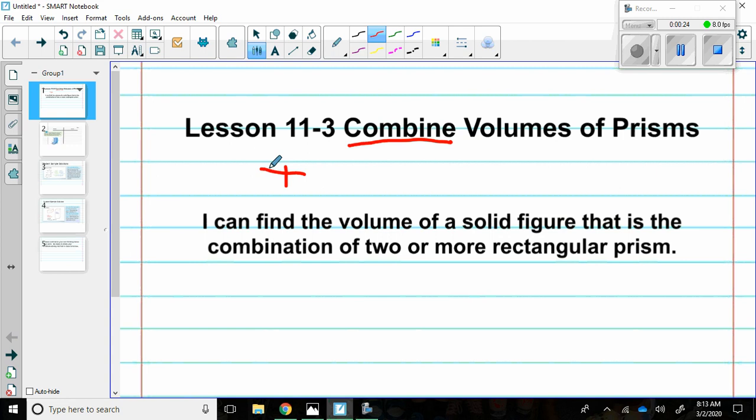So your I can statement that you need to write down is: I can find the volume of a solid figure that is the combination of 2 or more rectangular prisms. So you're going to be finding the volume of each of the shapes and then combining them together by adding. So go ahead and push pause, write your I can statement down and push play when you're ready.